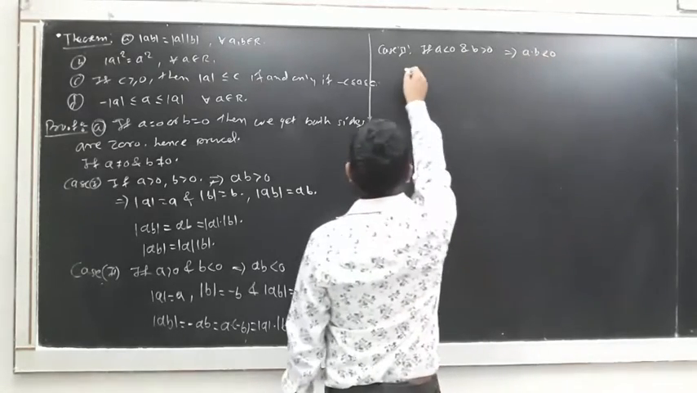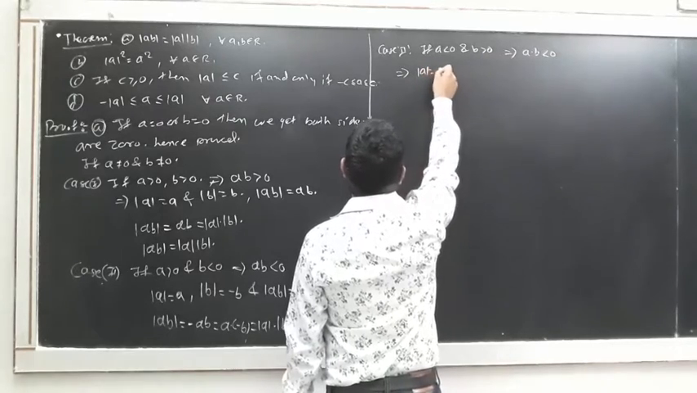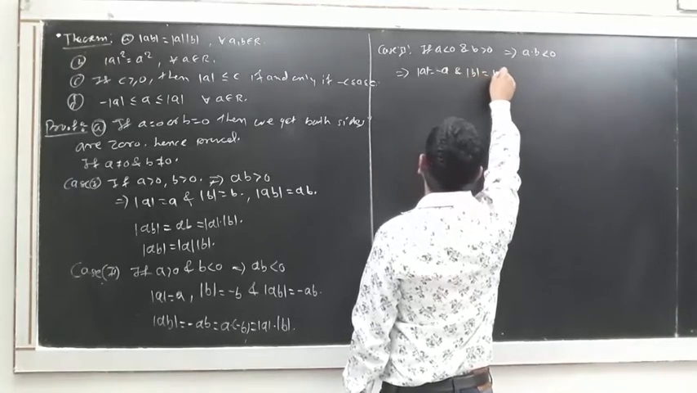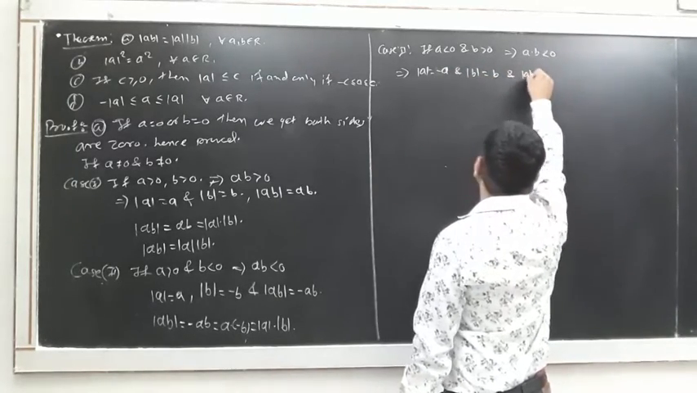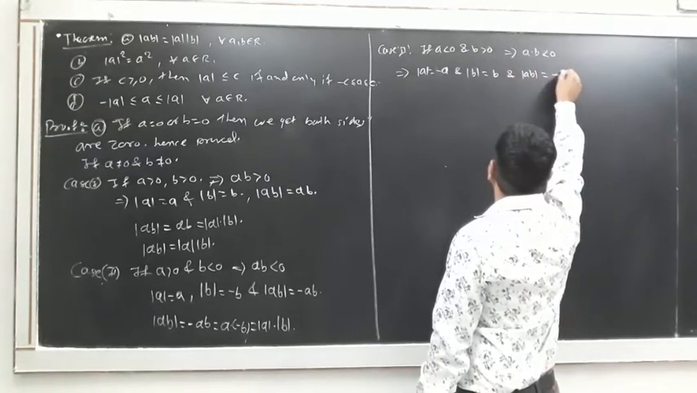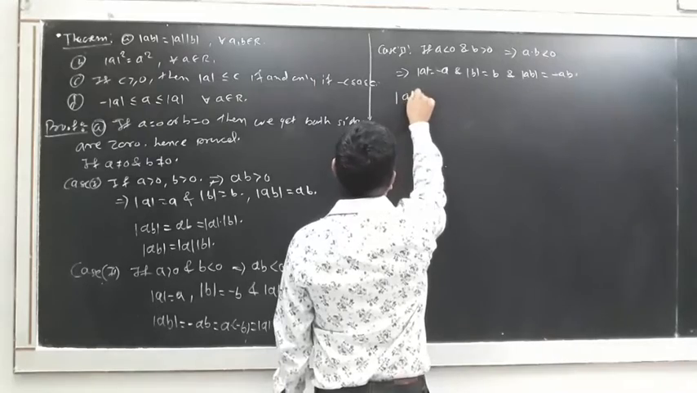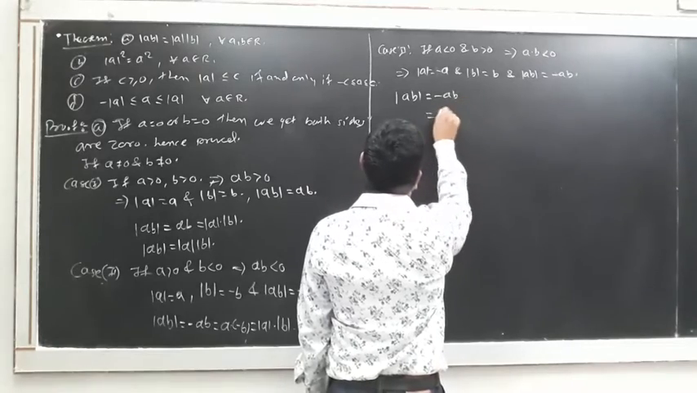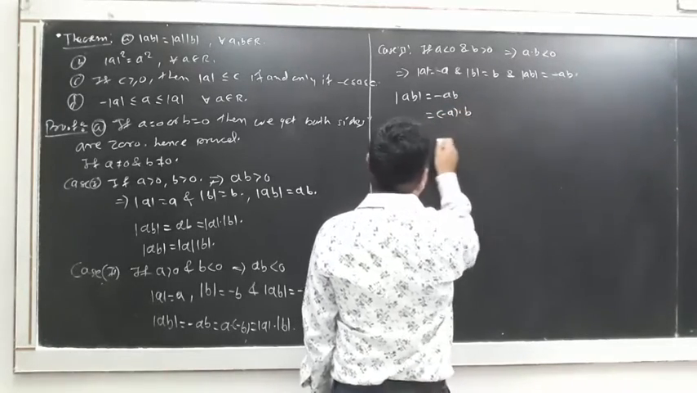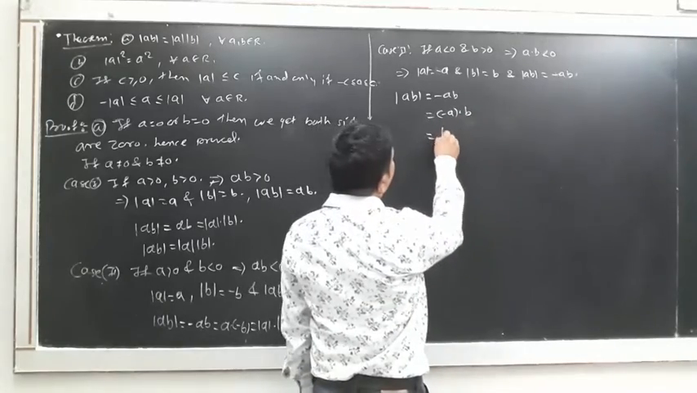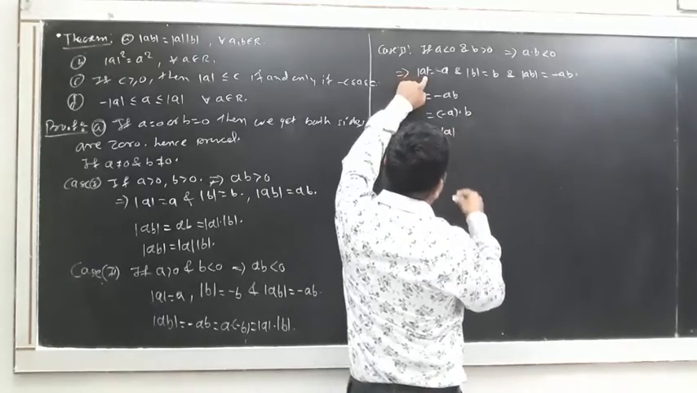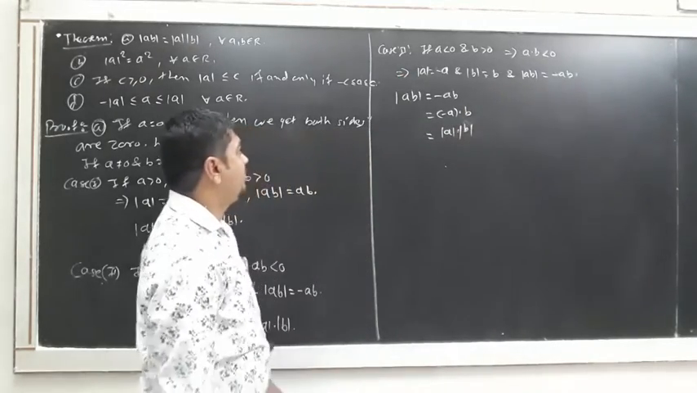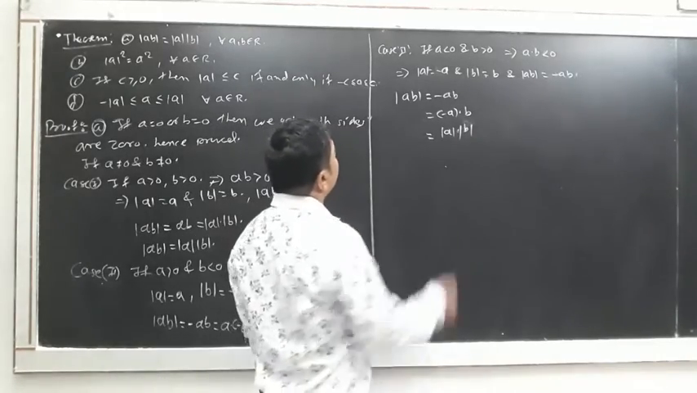It should be negative. What does it imply? Mod A is equal to minus A, and mod B is equal to B, and also mod of AB is equal to minus AB. Okay, so again consider mod of AB. It should be minus AB, and you can write it as minus A into B, and it is nothing but mod A into mod B. This is also true for case number 3.